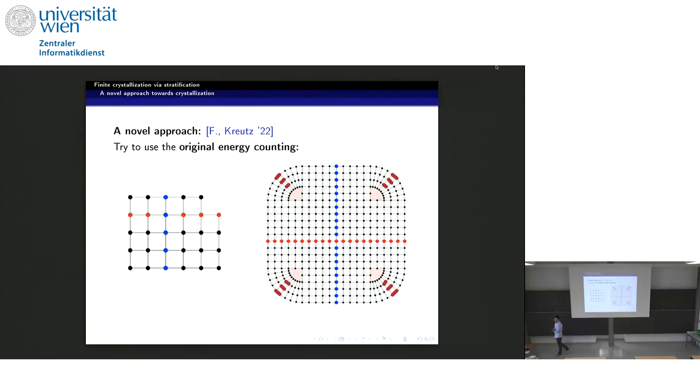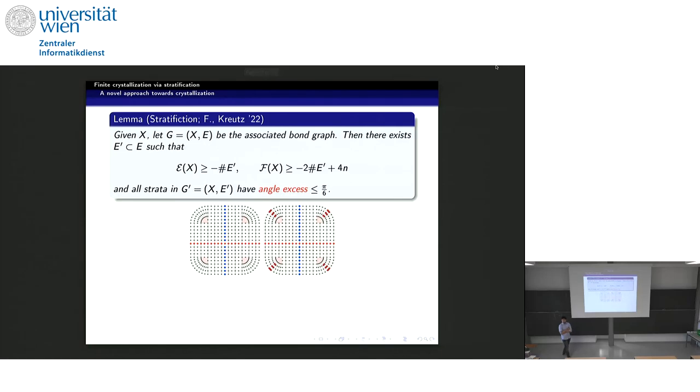But why can you assume it? Why can you just delete some of the bonds from your bond graph? And that's now our main method, what we call stratification of the bond graph. And the lemma goes as follows. So let me try to explain it to you. I start with the configuration X, and I associate the bond graph to it. X is, again, the atoms, and E is the edges, so the bonds. And now I'm saying that I want to delete bonds, as I do it here. And this corresponds to the fact that I take a new set of edges, E prime, which is a subset of the original edges. And I have an energy estimate for that, which I will explain in a minute.